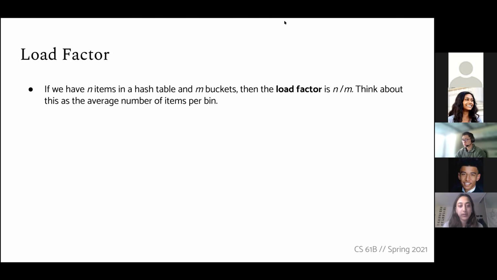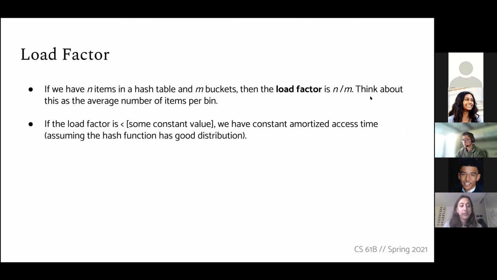Awesome. So now we can talk about load factor. This is really important when determining collisions within a hash table. If we have n items in a hash table and we have m buckets, then the load factor is going to be n divided by m. So we can basically think about this as the average number of items per bin. If the load factor is less than some constant value that we will usually specify, like on an exam, it'll tell you, oh, you want your load factor to remain under this value, we can have constant amortized access time. What this means is that you can retrieve any object within constant time on average, assuming that the hash function has a good distribution.